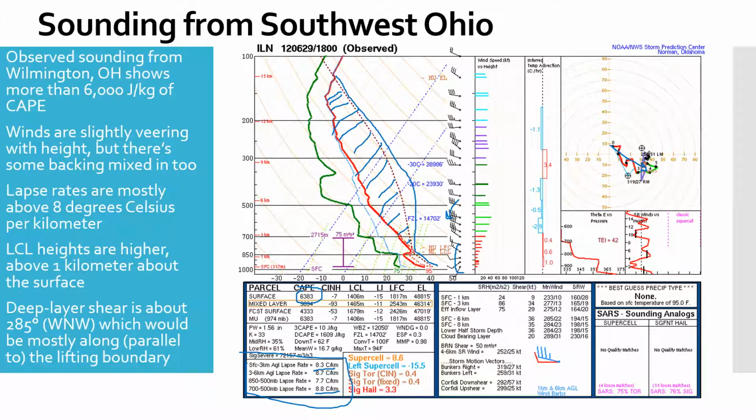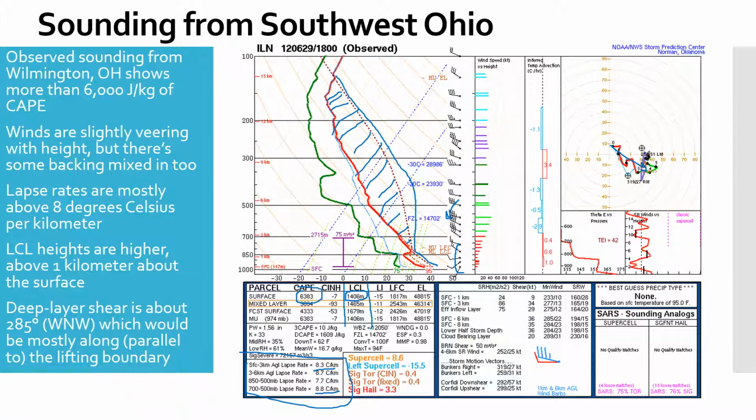Our LCL, or lifted condensation level, is basically the altitude at which the cloud will start condensing into liquid water, and we notice that our LCL heights are all well above a kilometer. Our surface-based parcel is going to have an LCL height of almost 1,500 meters, or 1,406 meters, and this LCL height is probably a little too high to expect tornadoes. But that means that this could be more of a damaging wind event than a tornado event.